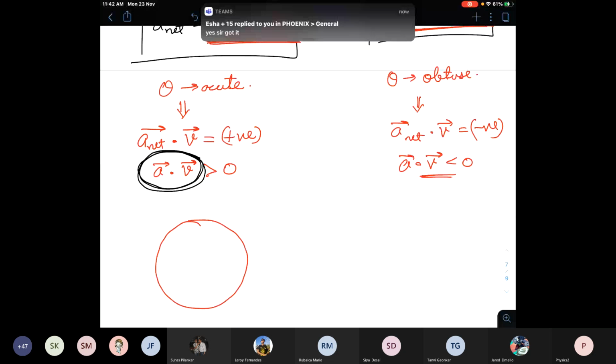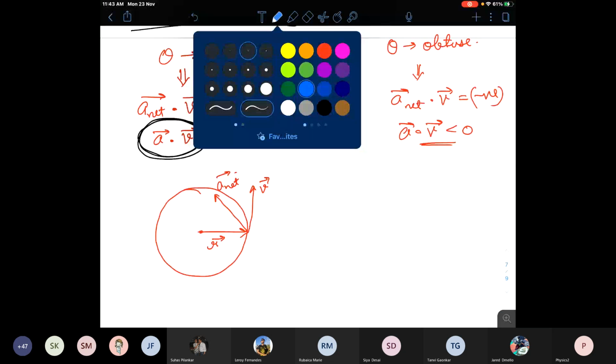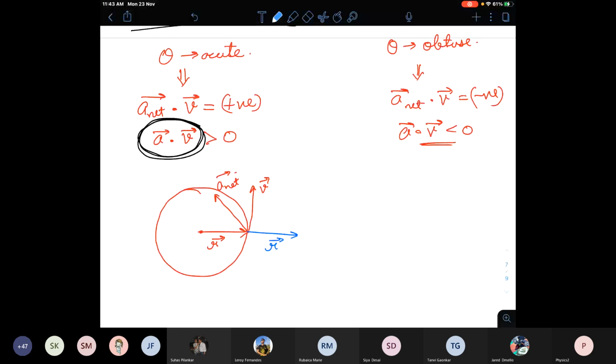In the first case, in the left hand side case where the velocity was increasing, you can draw the r vector like this. This is the r vector, this is the velocity vector, and this is the a net vector. Okay, you have drawn these three things. Now you need what? You need the angle between vectors. For that the tails of all the vectors should be coinciding. So what I do is I move this r vector forward like this, so that the tails of r vector, v vector, and a net vector are at the same point.